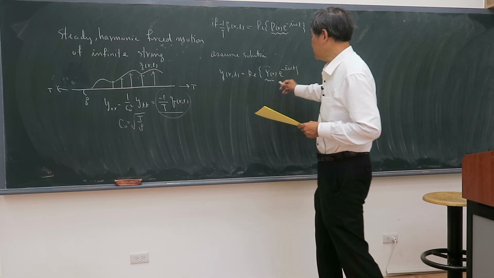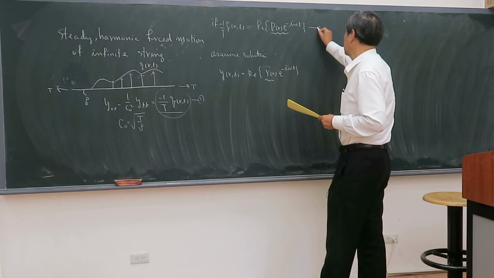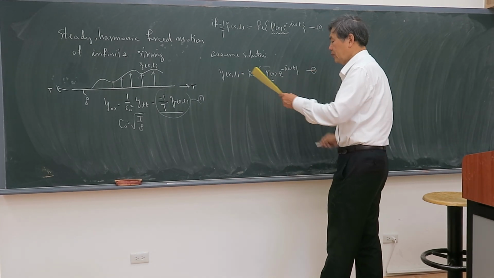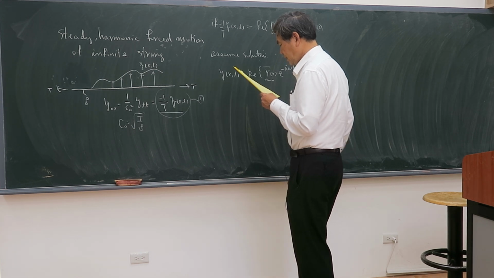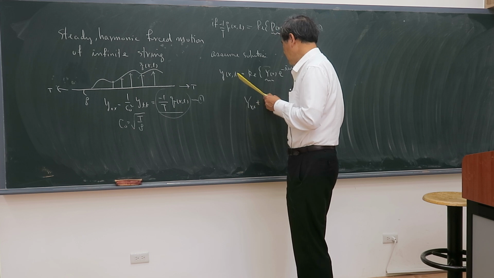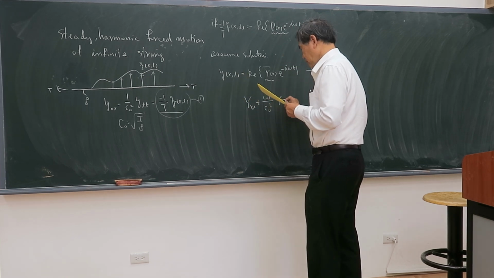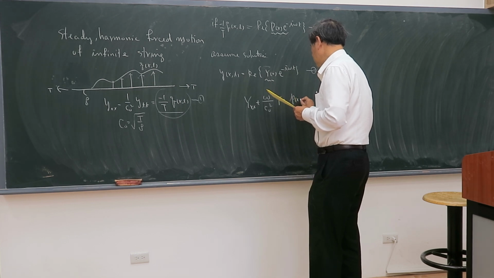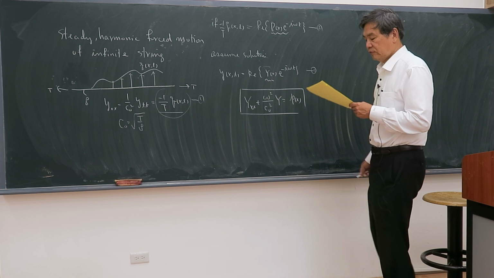So we insert this equation into equation 1, okay, and we'll get y_xx plus omega square over c0 square y equal to p(x). Okay, so this is an ODE, a differential equation.